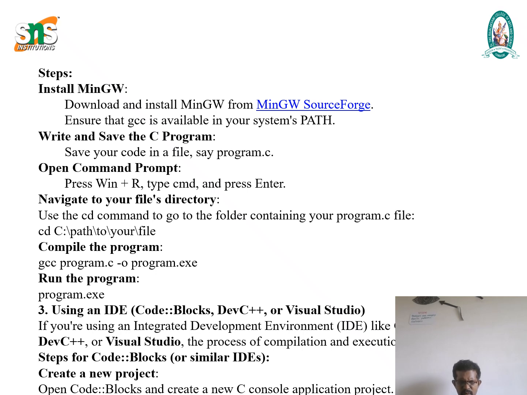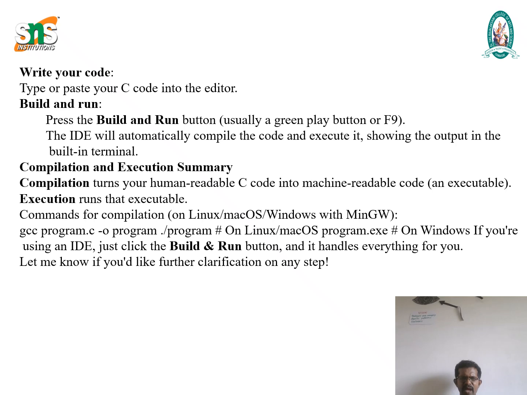Create a new project. To create a new project, open Code::Blocks and create a new C console application project. After that, you can write your code, or paste the C code into the editor. Then build and run: usually you press the F9 key. The IDE will automatically compile the code and execute it, showing the output in the built-in terminal.